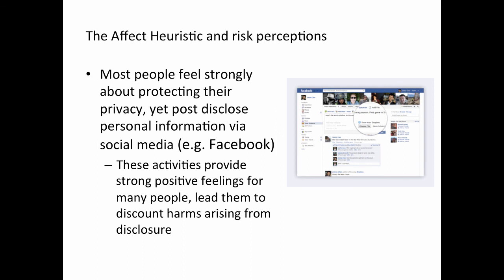Another example is from Facebook. Most people feel strongly about protecting their privacy. If you ask them, privacy is very, very important. Yet they'll walk down the street carrying on conversations for everybody to hear. They'll post or disclose personal information on Facebook readily. They note concern about privacy, but talking on the phone or on Facebook, they seem to divulge information that they normally would not. The explanation, according to the affect heuristic, is that these activities provide strong feelings for many people, which leads them to discount the harms that may arise from disclosing personal information.